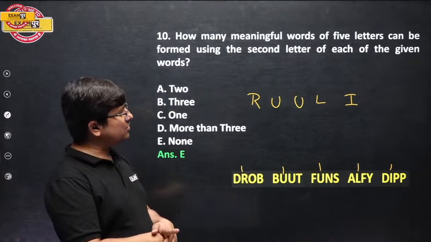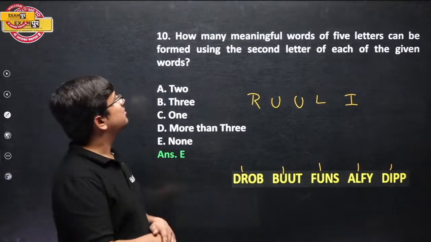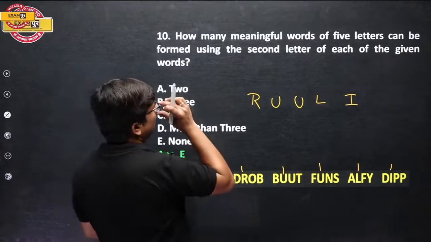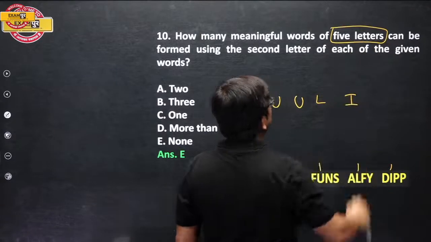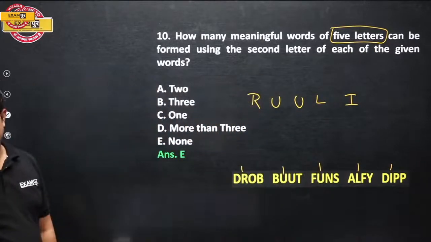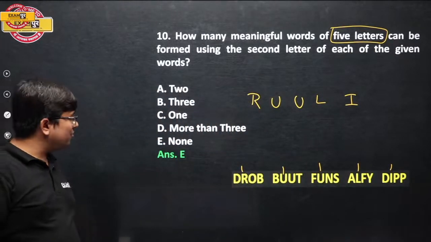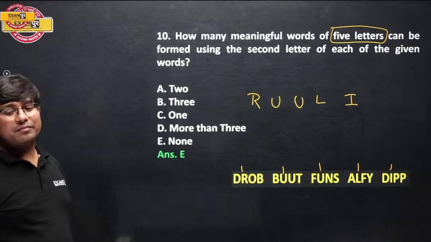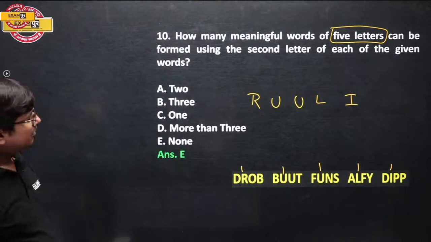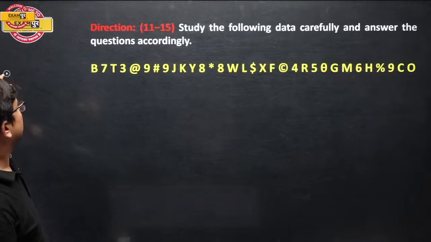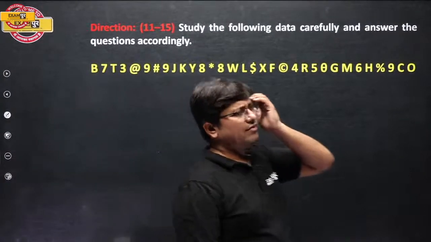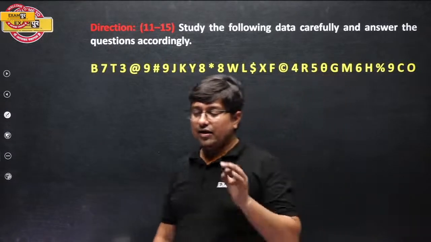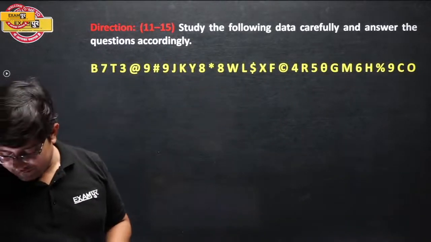Because you have to first of all make 5-letter words. It is clearly telling you 5-letter words. So that in itself is a problem. So no such word will be formed over here. Alright? Now this is a proper alphanumeric symbolic series.